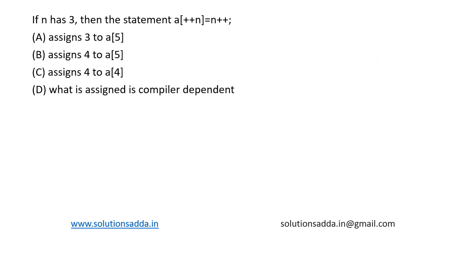This is a question from C programming. If n has 3, then the statement A of ++n equal to n++, and 4 options are given. Assigns 3 to A of 5, assigns 4 to A of 5, assigns 4 to A of 4, what is assigned is compiler dependent. Actually, this results in undefined behavior. And what happens is actually dependent on the compiler. So the correct option is option D.